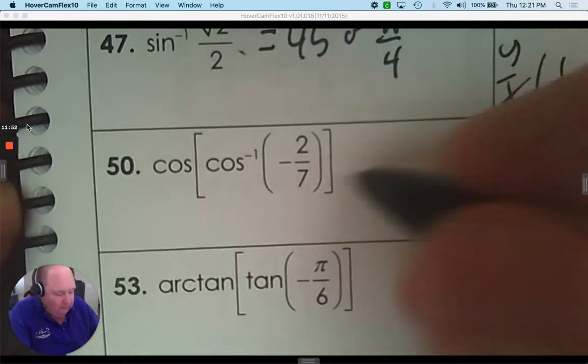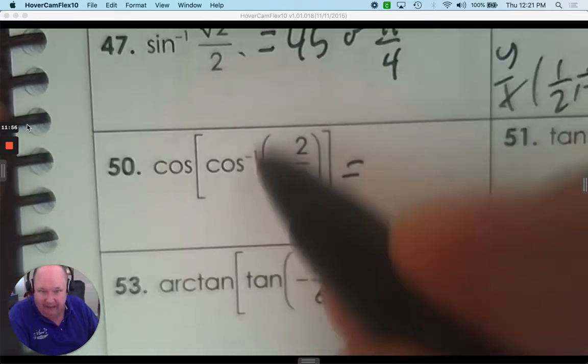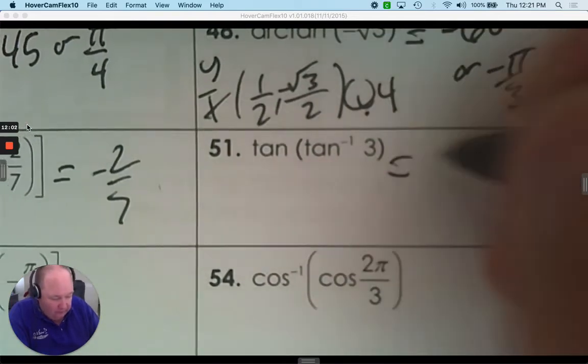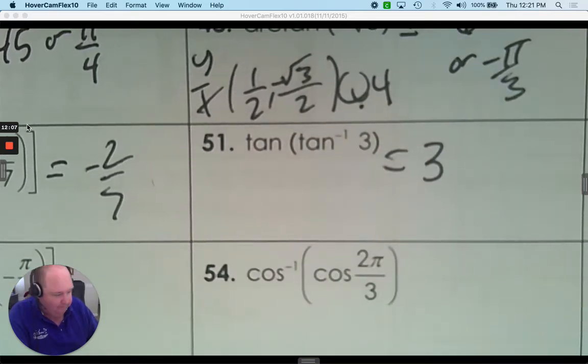So all we have to understand here is they undo each other. This must be between negative 1 and positive 1, which it is. So then the answer is just negative 2 over 7. These undo each other. There is no domain restriction. So whatever the number is, they undo each other, and there's your answer.